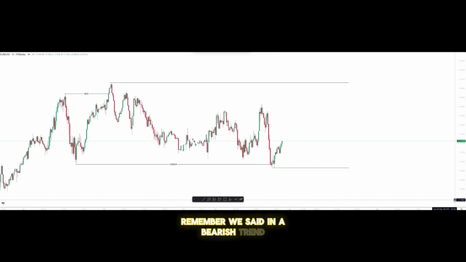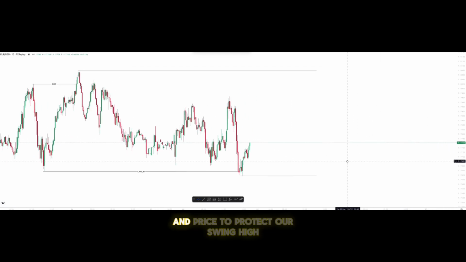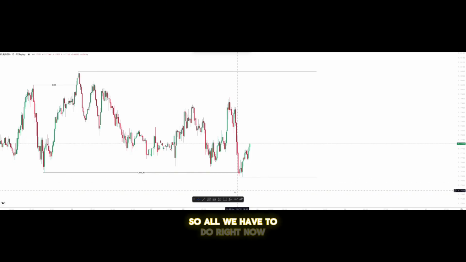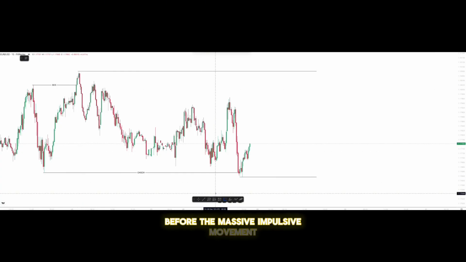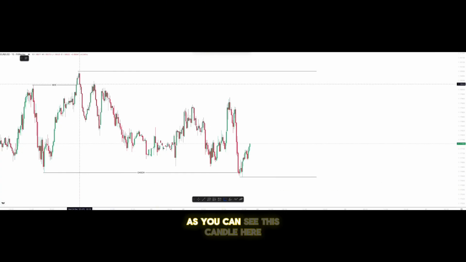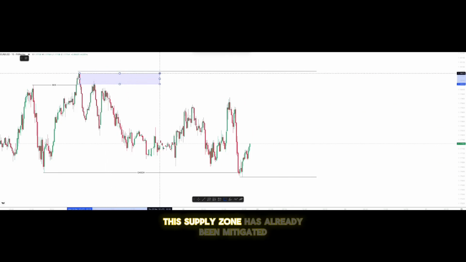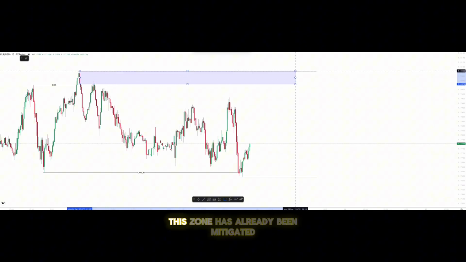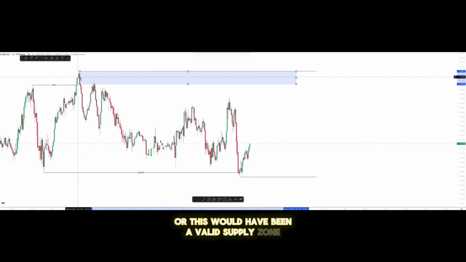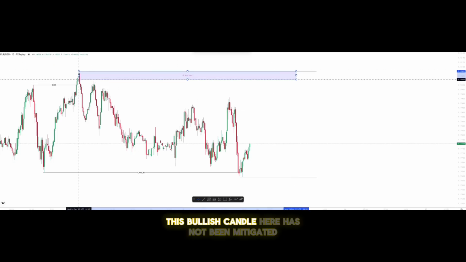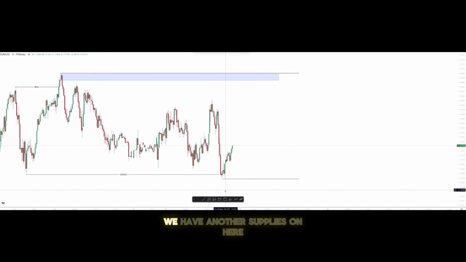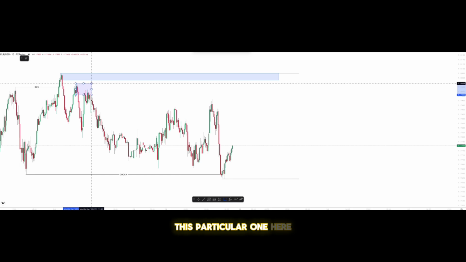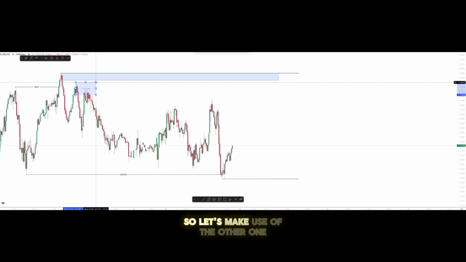Remember we said in a bearish trend, we expect price to take out our swing low and protect our swing high. So all we have to do right now is mark out our supply zone. We can make use of the last candle before the impulsive movement. So you can see this candle here, this supply zone has already been mitigated. This would have been a valid supply zone, but as you can see, this bullish candle here has not been mitigated, so we can mark that out. And we have another supply zone here, but it has already been mitigated. So let's make use of the other one.